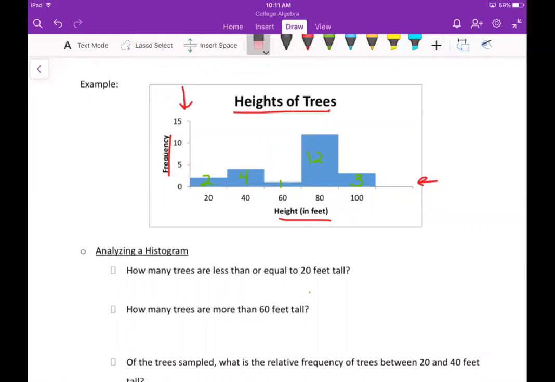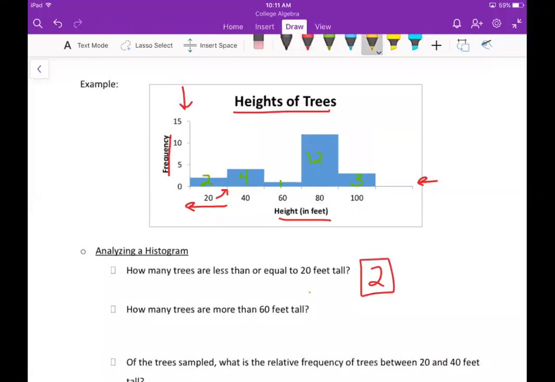Can you understand this histogram enough to tell me how many trees are less than or equal to 20 feet tall? Remember the 20 is on this line here essentially. So all the bars this way are the ones we want to look at. That's just one bar. So there's 2 trees that are less than or equal to 20 feet tall.